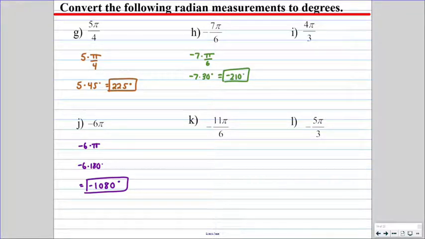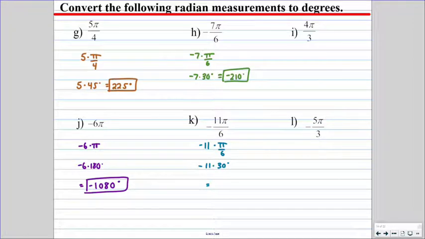Okay, how about K? The last one I'll do with you. This is negative 11 times pi over 6. Well, we actually already converted that in example E right above that. But if I'm going to approach it this way, this is negative 11 times 30 degrees. Pi over 6 is 30 degrees. And that's something, hopefully, that we just have memorized at least by the end of this unit.